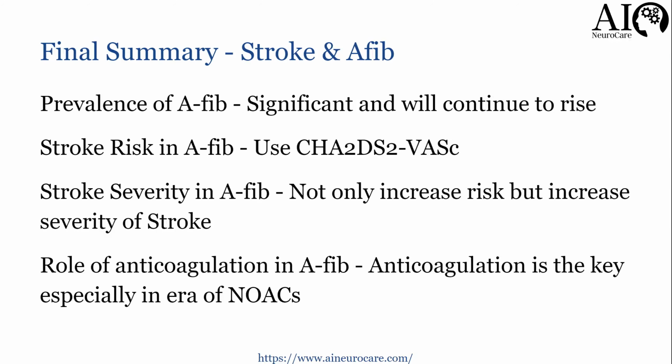So, final summary from the last lecture, which was stroke and atrial fibrillation: the prevalence of Afib is significant and will continue to rise. Calculate the risk of stroke in Afib. CHA2DS2-VASc is the best method currently. Stroke severity in Afib increases with time. People who have Afib have more severe strokes, and the chances of mortality from that stroke are higher.